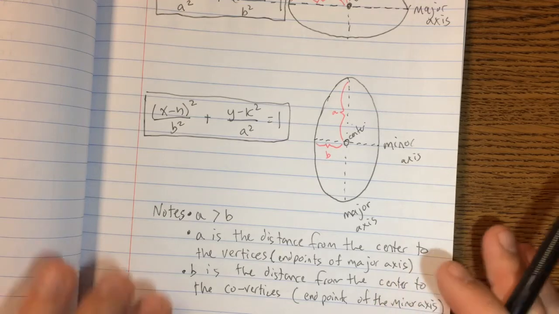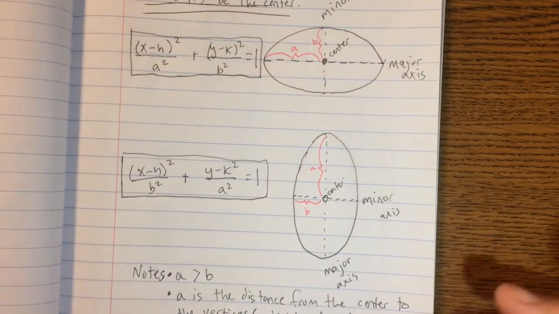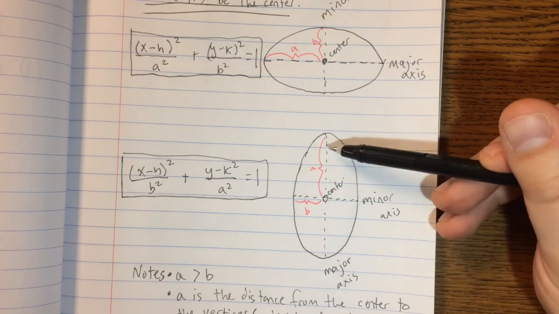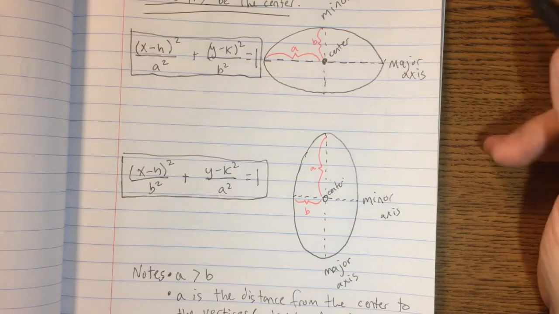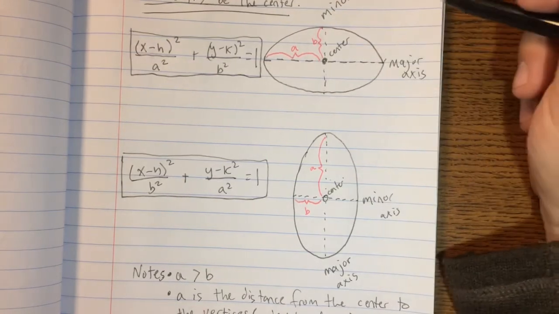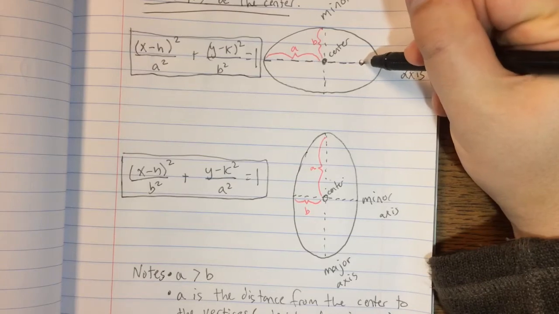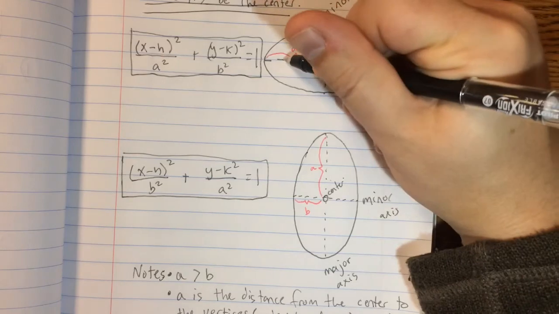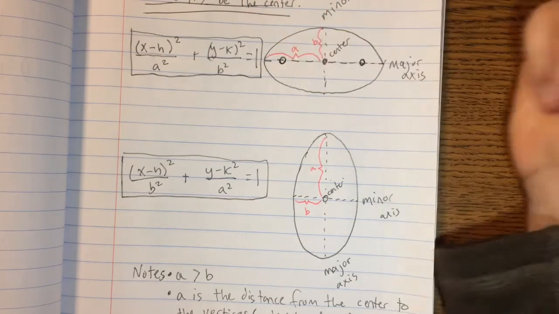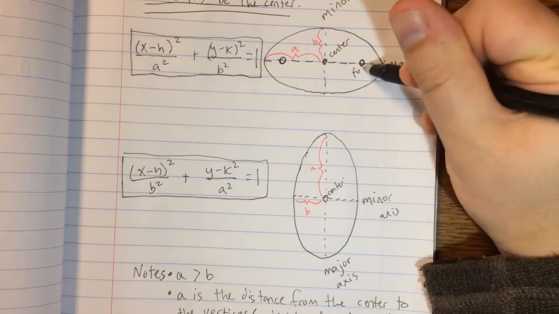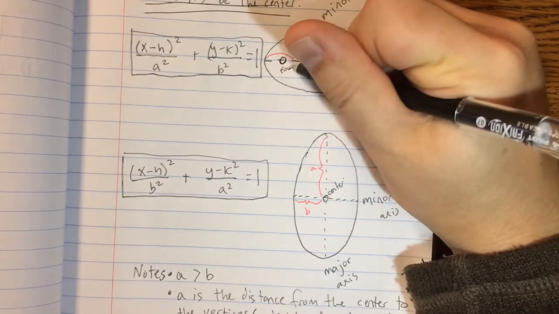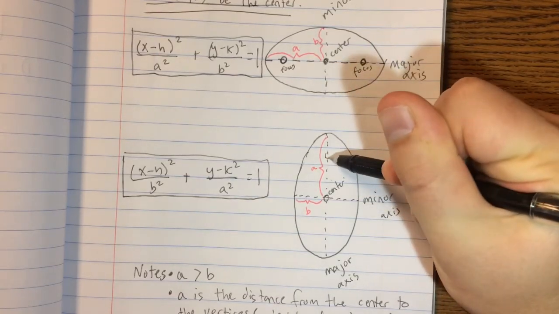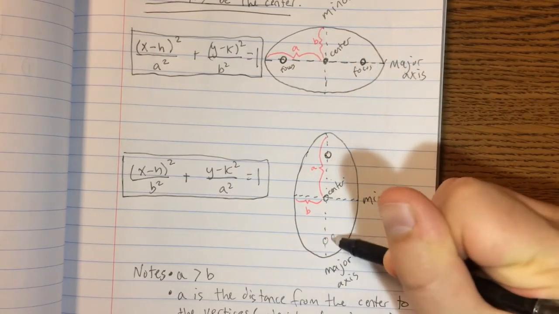So where are these foci? Well, the foci are going to be somewhere between the center and the vertices. They're going to be on the major axis, okay? They're not points that are on the ellipse, but that help to construct it. We'll talk a lot more about this in the future. So on this vertical one, the foci would be like here and here.